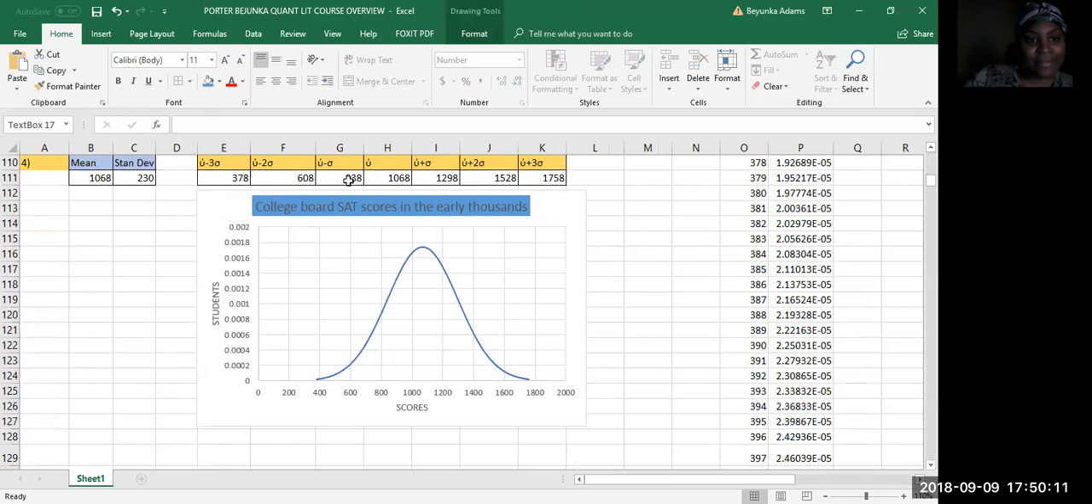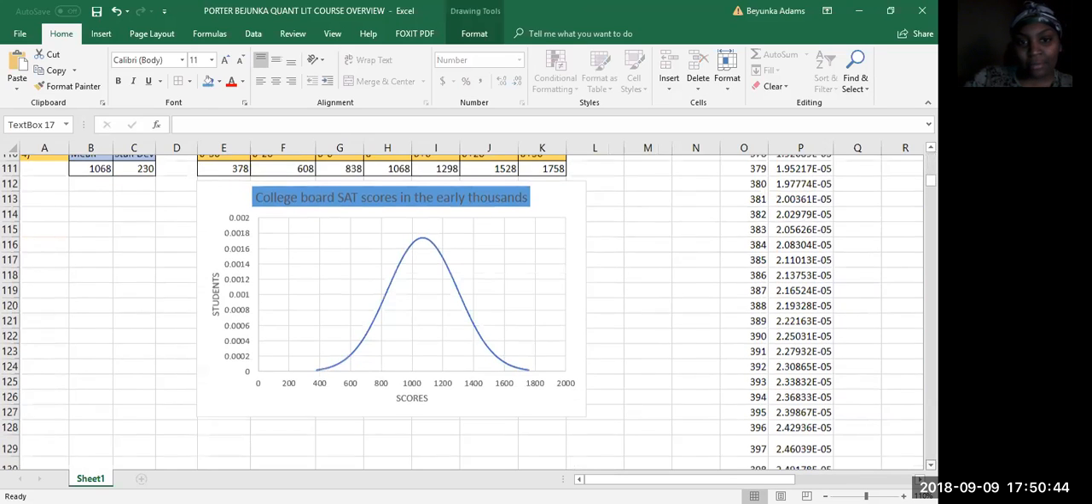So basically the average score is 1068. Let's start there. Then the left side, which is right here, is the average minus 230. And on this side, which is the right side, is the average plus 230, which is the standard deviation. And this is the average. And basically this correlates with the graph up here.